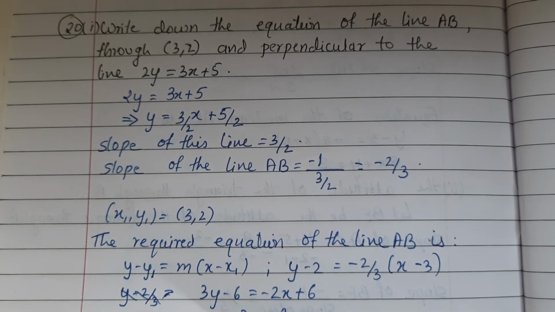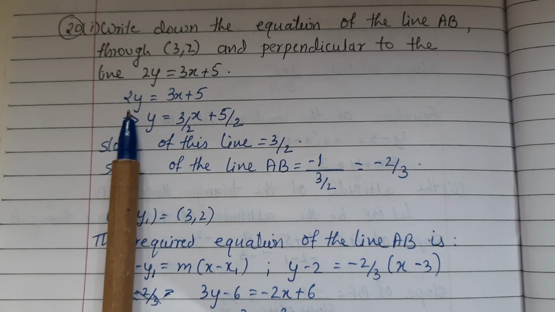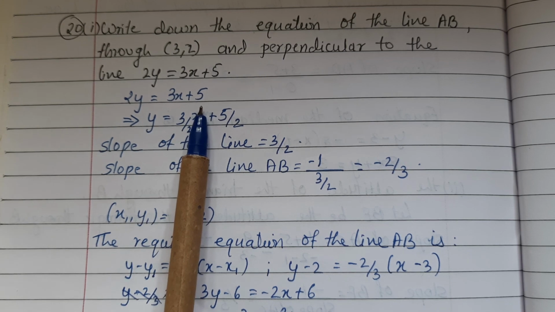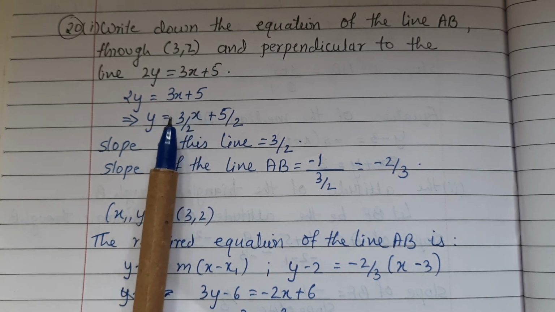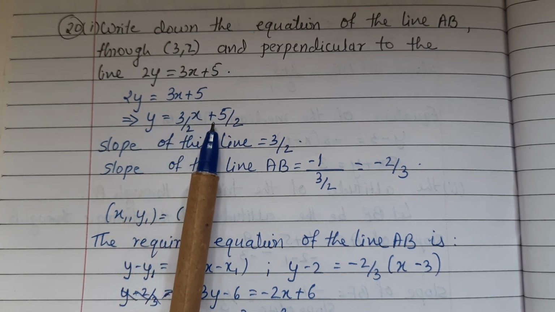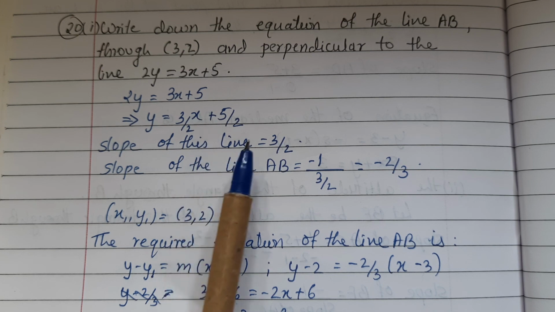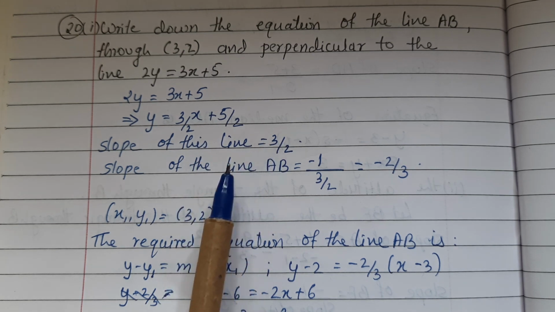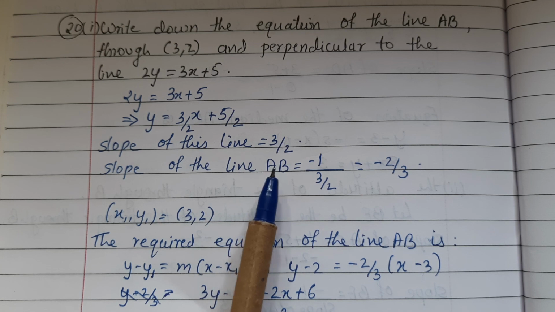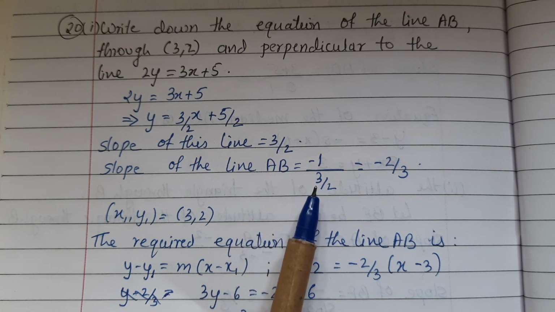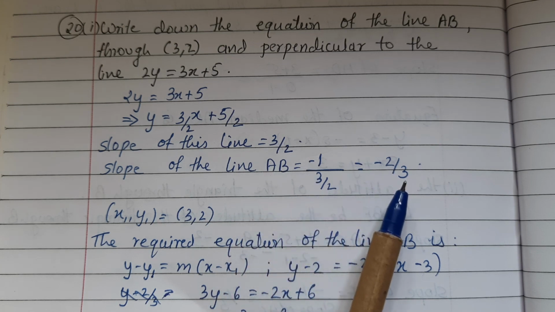Sum number 20, part 1. Write down the equation of line AB through (3, 2) and perpendicular to the line 2y + 3x = 5. So 2y = -3x + 5 implies y = -(3/2)x + 5/2. Slope of this line equal to -3/2. Slope of the line AB equal to -1/(-3/2) equal to 2/3.